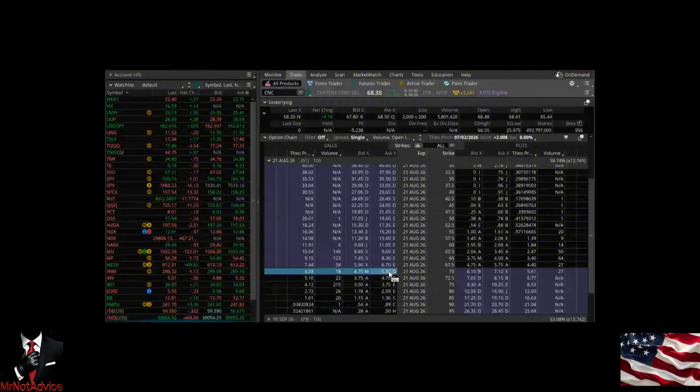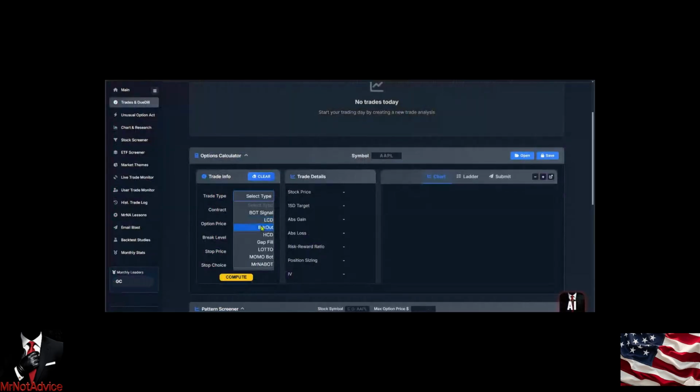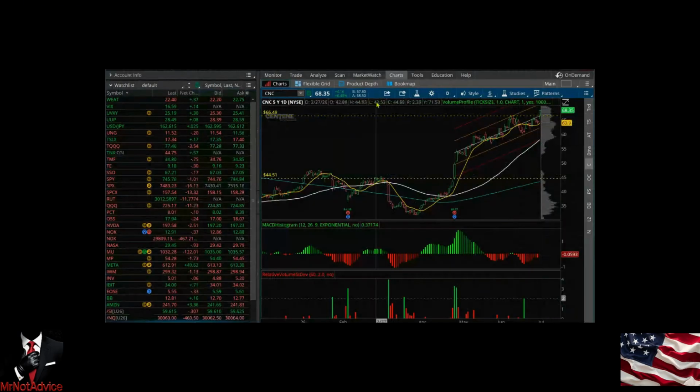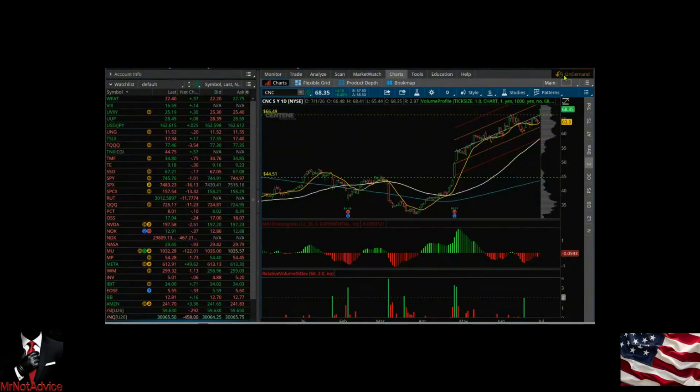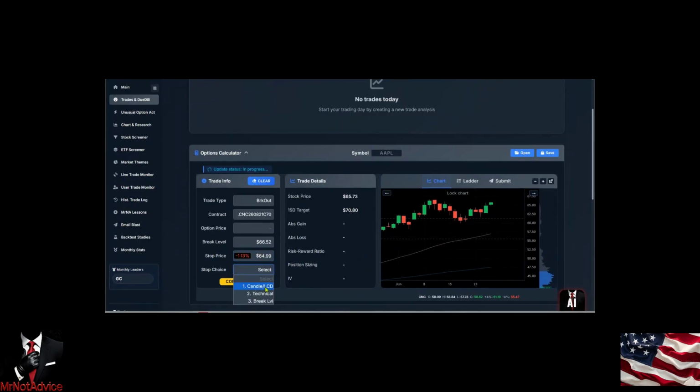How about we analyze this trade, bud? You got a second? All right, breakout. Put the contract in. It'll fill the option price. Let's go back. The break level was this high. So down there, the high is 66.52. The stop price, today's low, is 65. So we'll go 64.99. When I have the room, I like to round down below whole numbers to end in a 9. My stop choice is my first one.